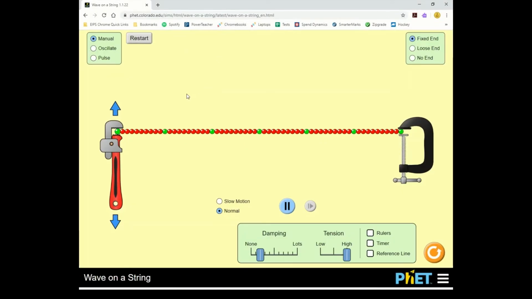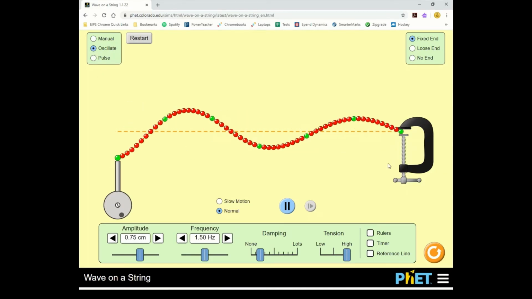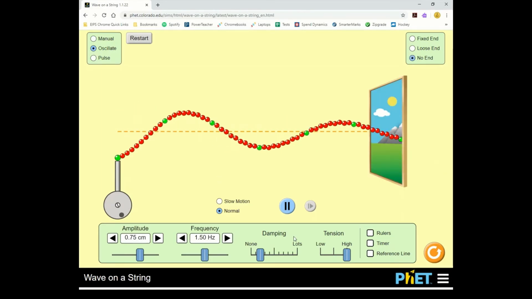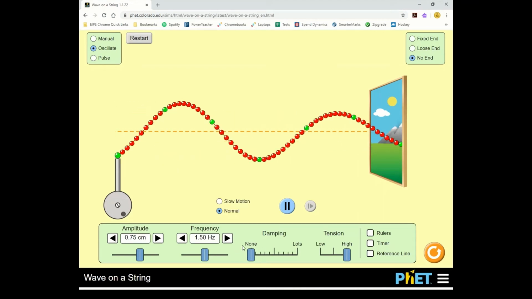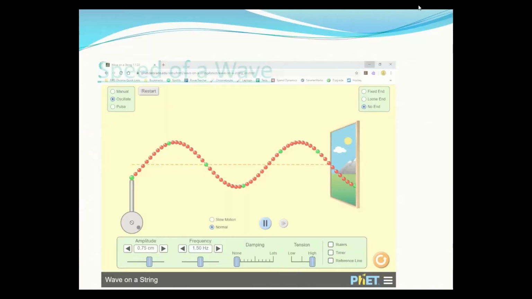Okay, so here we have a wave, and I can make this wave oscillate, and I can make it a loose end, and I can make this a nice perfect wave, and I can make it oscillate up and down like this. So you see the speed, the wave has a certain speed, so this is the wave speed that we're talking about. So what do you think can affect the speed of that wave?